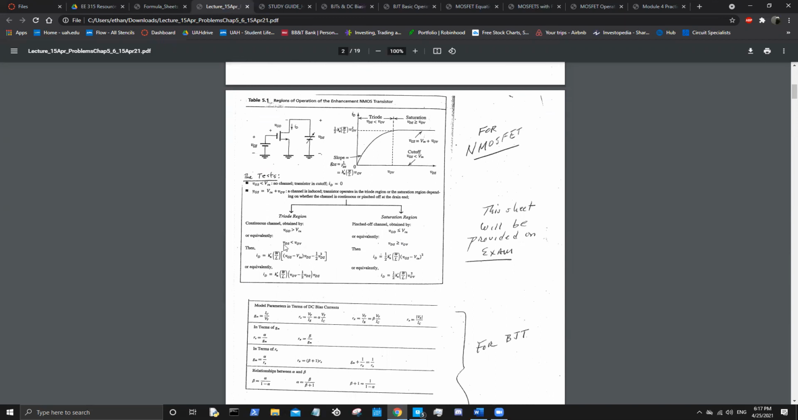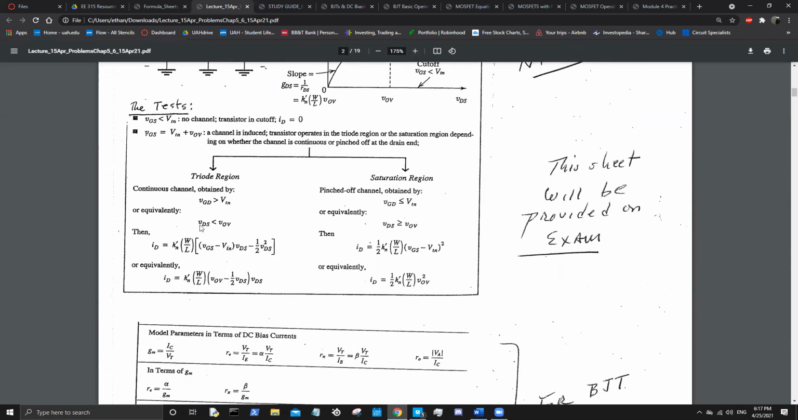So if you assume triode and this equality isn't fulfilled, I'll zoom in. If this equality isn't fulfilled when you test for the triode region, then you are wrong in your assumption and you have to use the saturation region. And same thing in this instance: for this question, he starts with saturation and it ends up being correct.